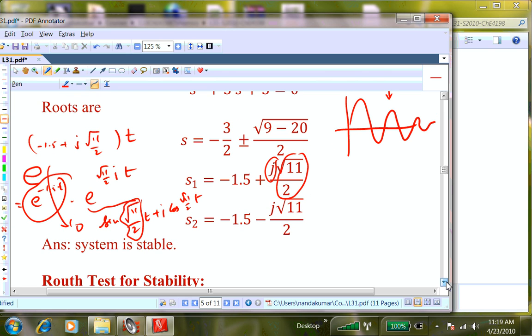Any questions on that? That's a fairly simple problem, but it is for a feedback control system. Now the question is, coming?